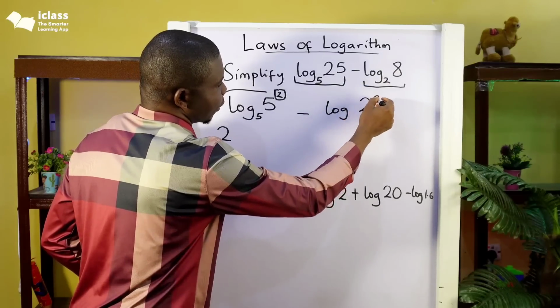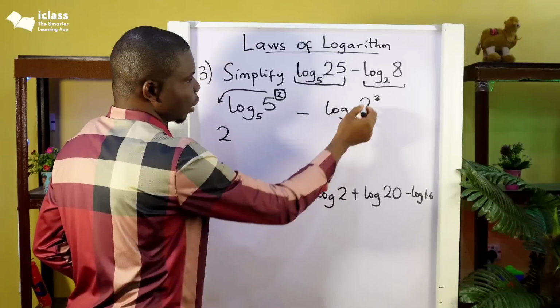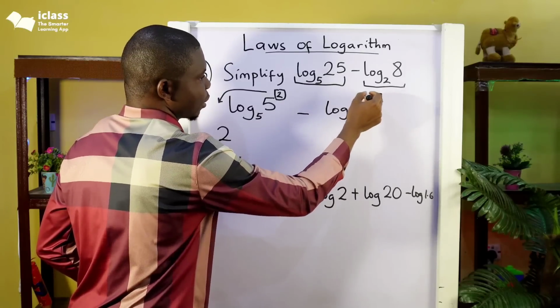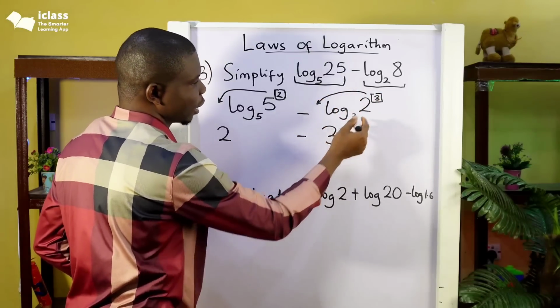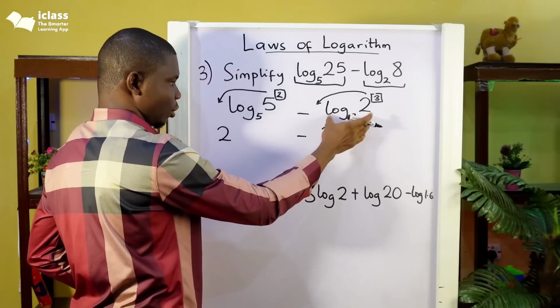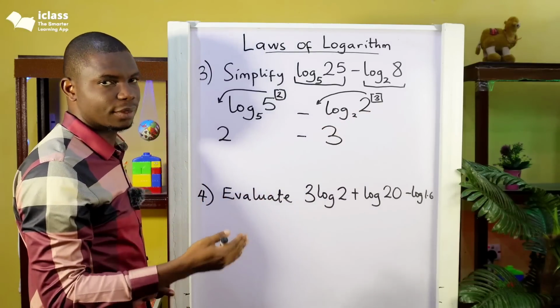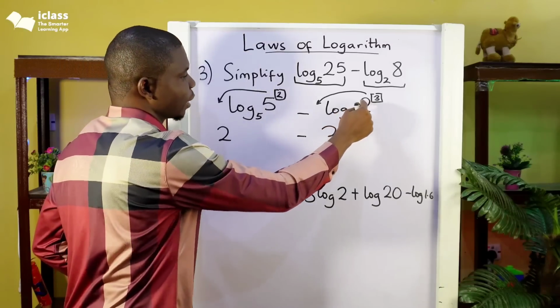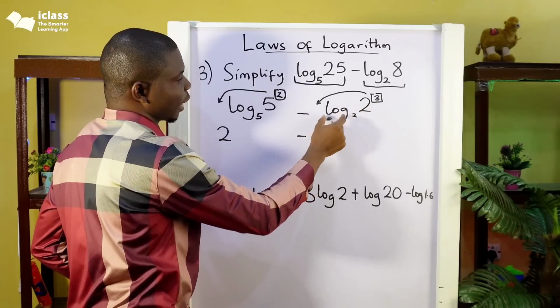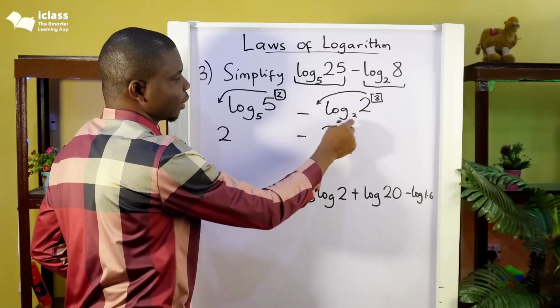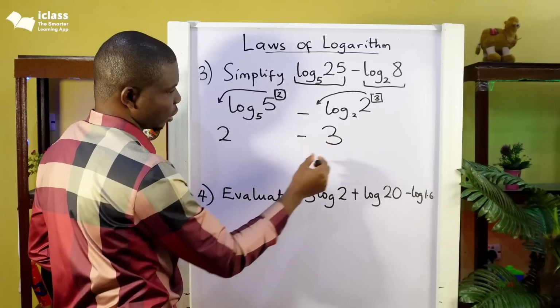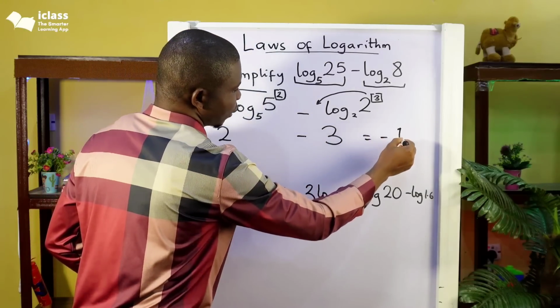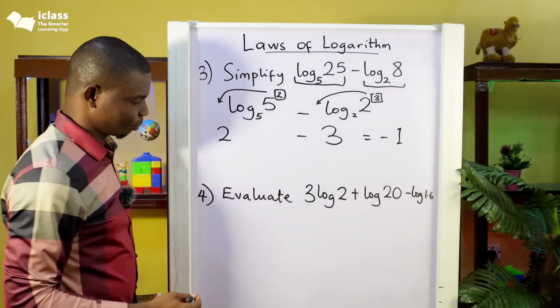log 2 to the power 3 base 2. Again, I can bring this 3 here so that we have minus 3 times log 2 base 2, which is 1. When the argument and the base of a logarithm are the same, then that logarithm is equal to 1. So 2 minus 3 is equal to minus 1. I hope you got this.